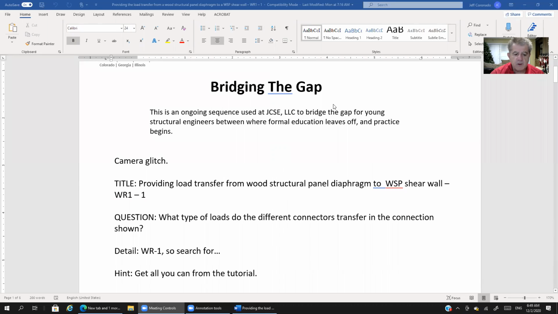So the question that we're handling today is what type of loads do the different connectors transfer in the connection shown? This is a question that came in from one of our young engineers that was more conceptual in nature. All right, so let's see.